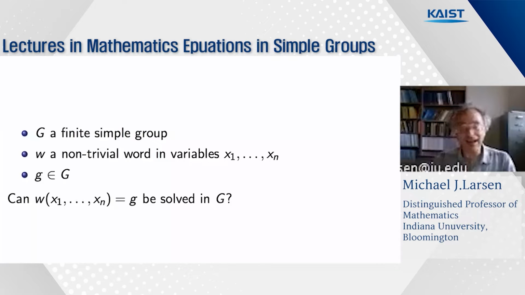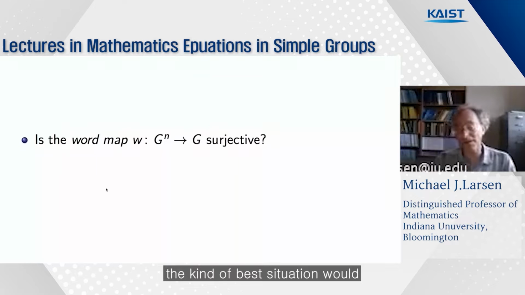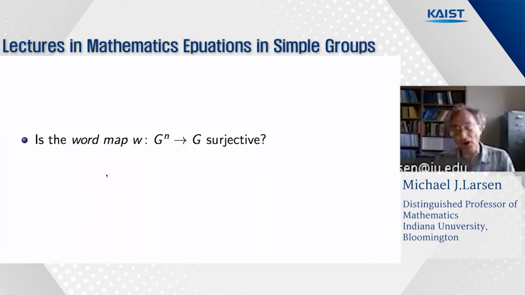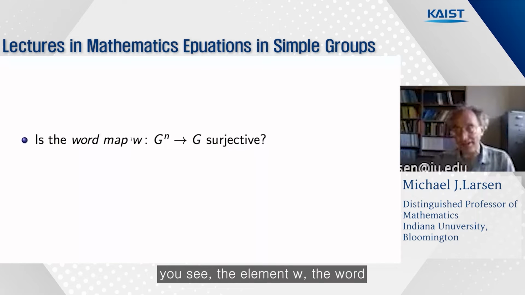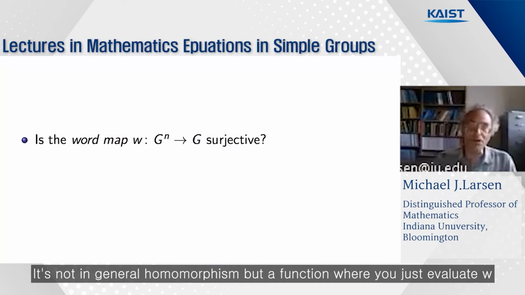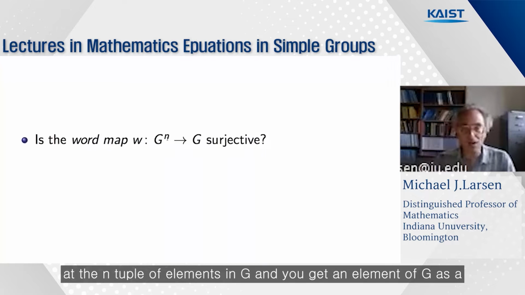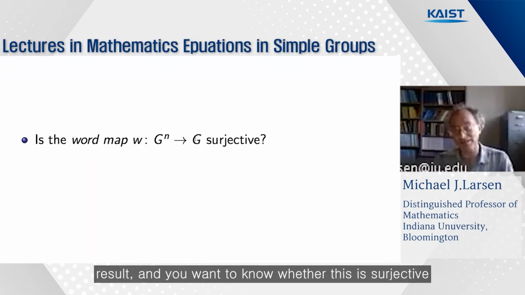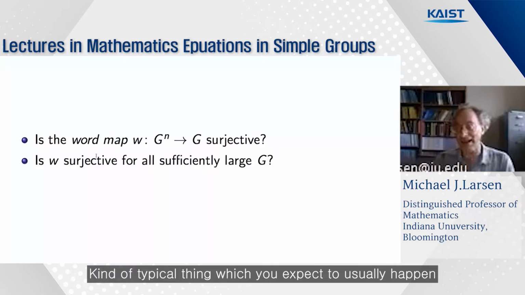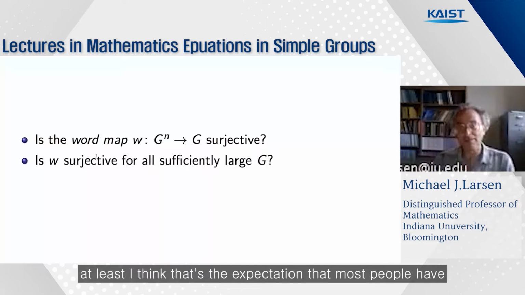The best situation is that for all elements g, there will be a solution of this equation where x1 through xn lie in G. And that can be expressed in this way. You see, the word W defines a function from G to the n to G. It's not in general a homomorphism, but a function where you just evaluate W at the n-tuple of elements in G, and you get an element of G as the result, and you want to know whether this is surjective.